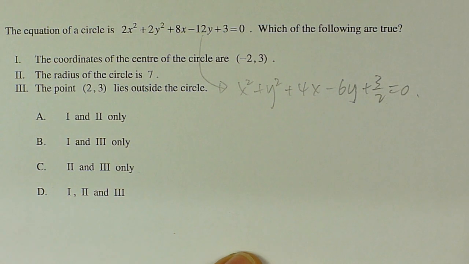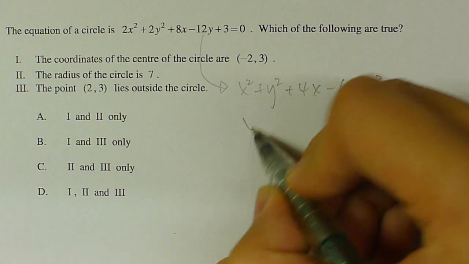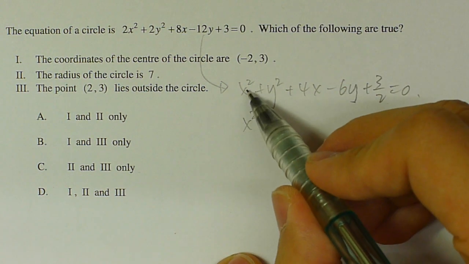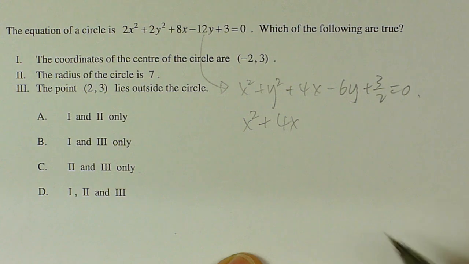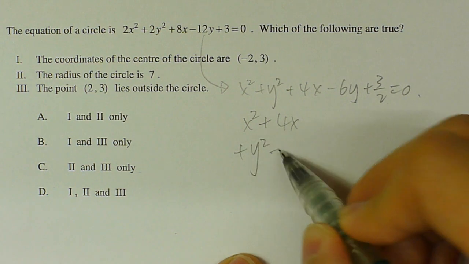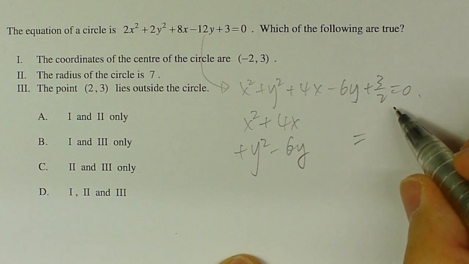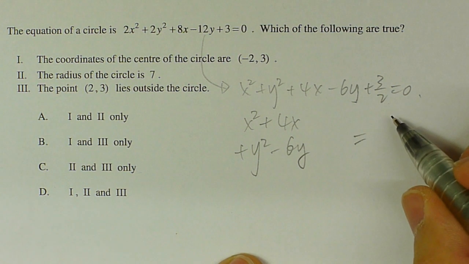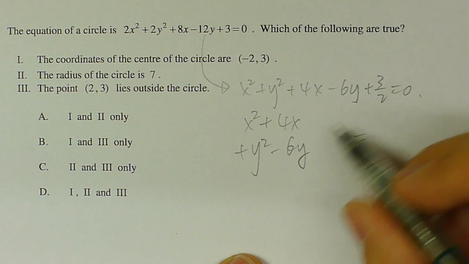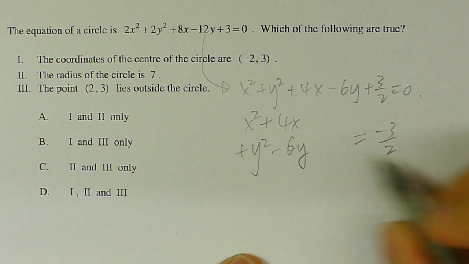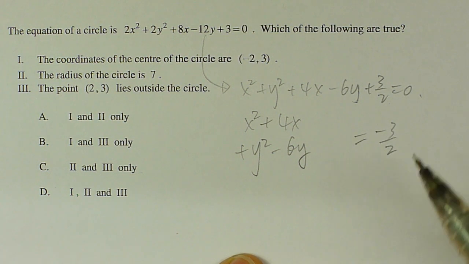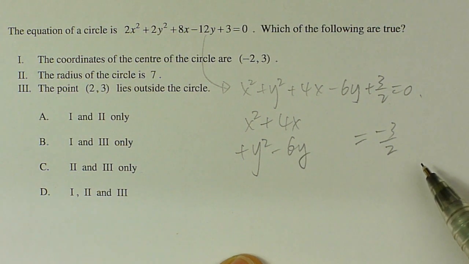Then my practice is to group the x terms together and the y terms together. So x squared plus 4x, I will put them together, and y squared minus 6y. Then I will also put the constant terms on the other side. So now we have to minus negative 3 over 2 from both sides in order to move the constant term to the right hand side.